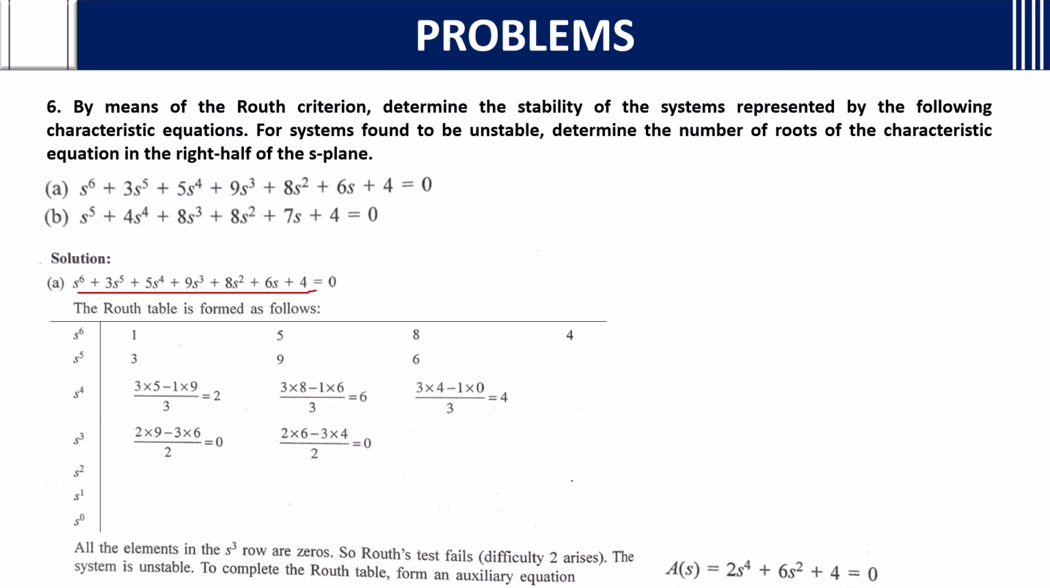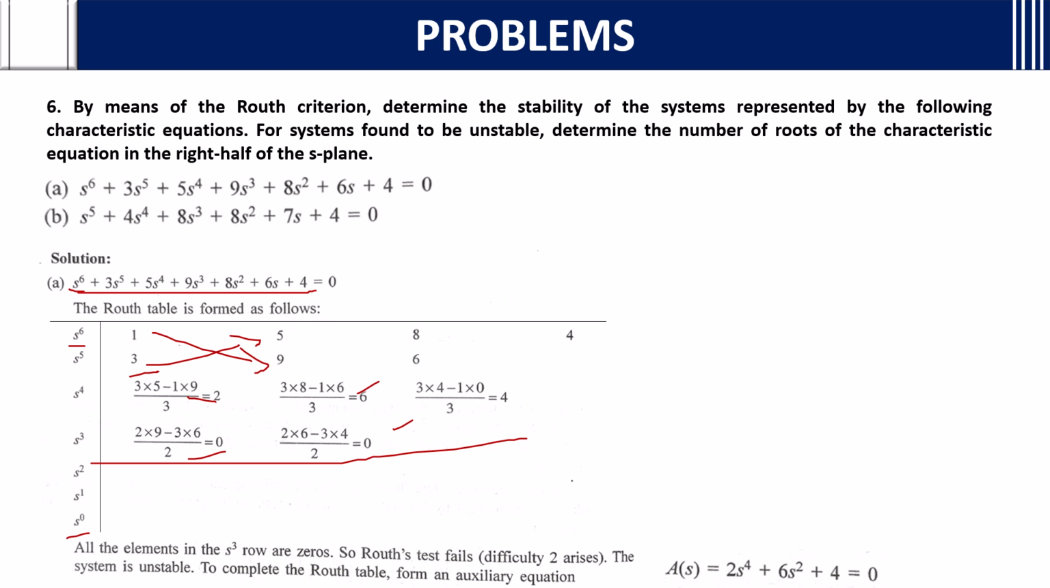After writing the characteristic equation, s power 6 is the highest. From s power 6 to s power naught you will write. After writing, the same way you will calculate 3 into 5 minus 1 into 9 by 3, that is equal to 2. Like that you will calculate till here. If you see, you got a full row of 0, which means difficulty 2 is arising.